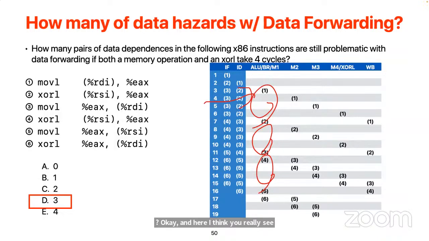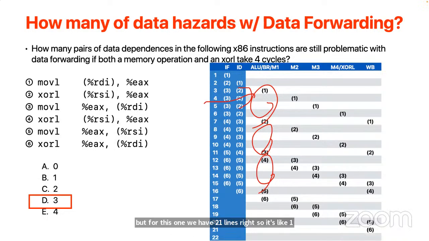Here I think you really see how different it is. The amount of cycles you need is a lot more. Like the previous code, I think we only had 14 lines, but for this one we have 21 lines, so it's like 1.5 times more. And I hate myself for having so many lines.